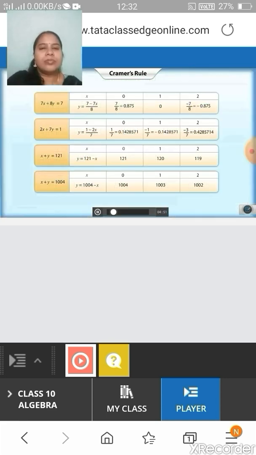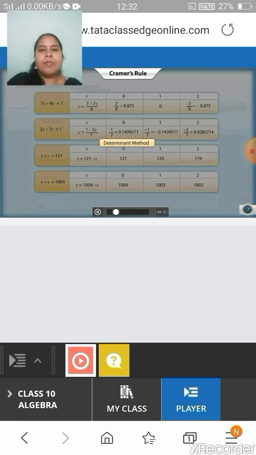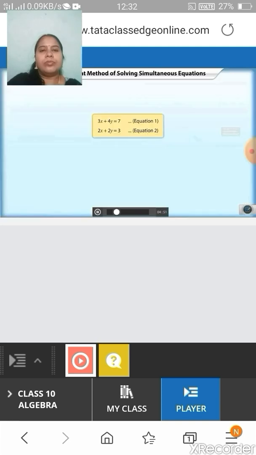Often, the lines are difficult to plot due to fractional or very large values of the variables. When this is the case, we use an alternative approach to solve the equations in question. This method is called the determinant method of solving simultaneous equations. Let's explore this method with the given example.